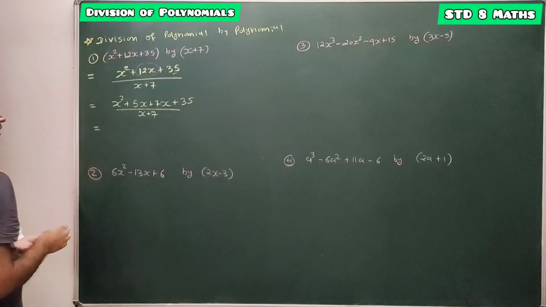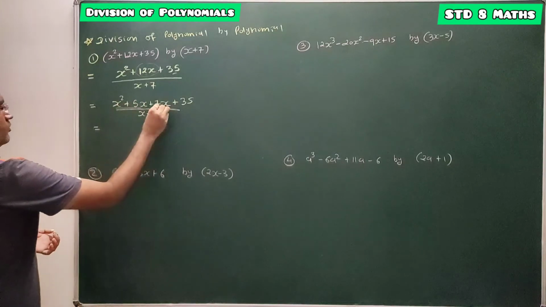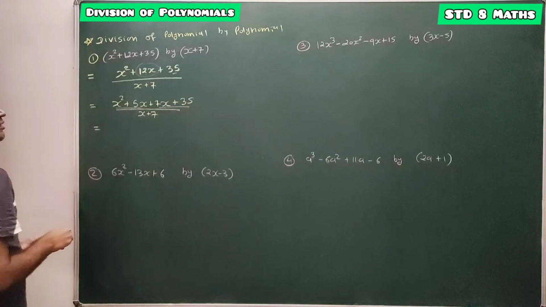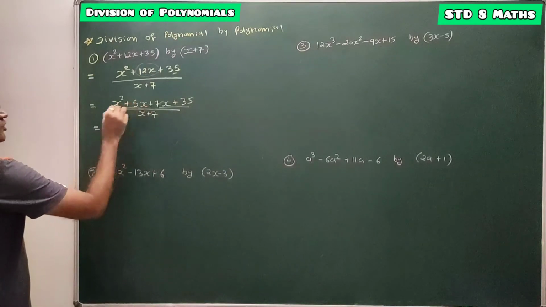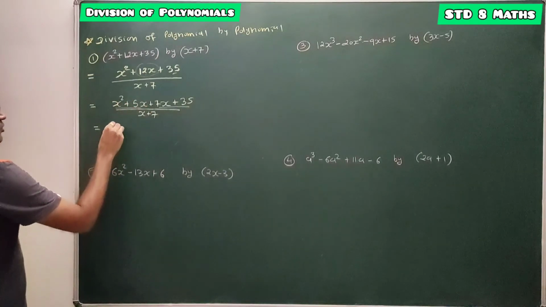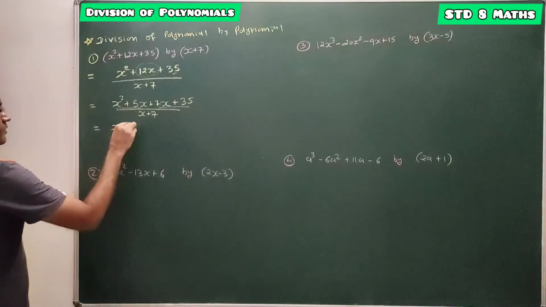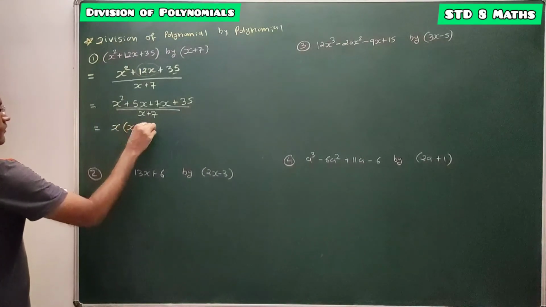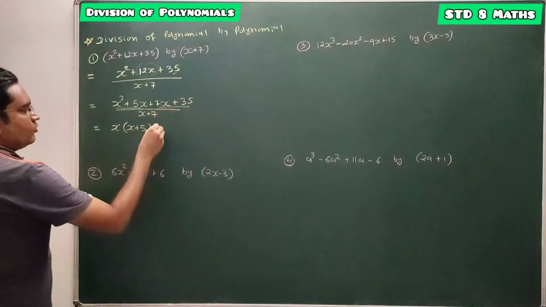Done? Now here, for the numerator, this is the first group, this is the second group. It can be factorized by taking common from these first two terms. We can take x common. So x is common. The remaining terms are x plus 5. From these last two terms, 7 is common.